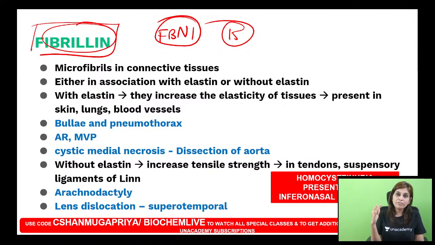The third function of fibrillin is that it suppresses TGF beta levels. When fibrillin is mutated, TGF beta level will increase. An increase in TGF beta will cause necrosis, and cystic medial necrosis causes aortic dissection. Now do you understand why we give beta blockers for a patient of Marfan's? A patient of Marfan's is given what?